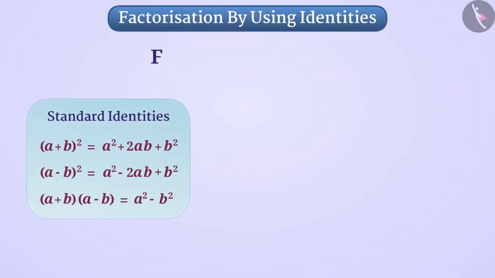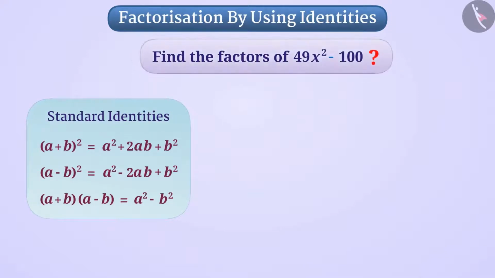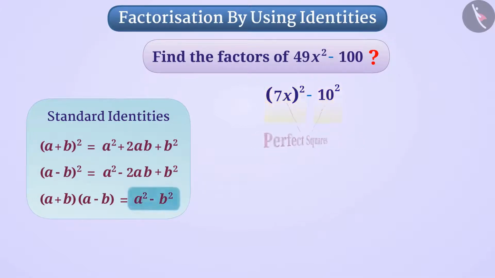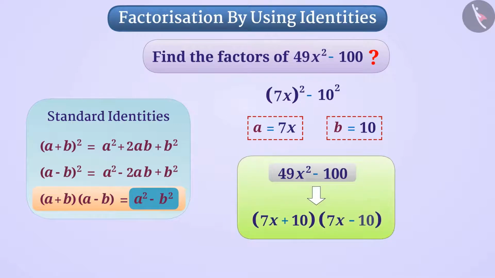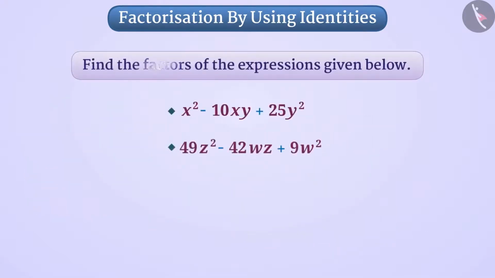Now, pause the video and find the factors of 49x square minus 100. Let me tell you, we can write 49x square as 7x square and 100 as 10 square. In this way, both terms of this expression are perfect squares. It corresponds to the right side of this identity. a plus b, a minus b is equal to a square minus b square, where a is equal to 7x and b is equal to 10. Therefore, using the third identity, we can factorize the given expression as 7x plus 10 into bracket 7x minus 10. Now, find the factors of the expressions given below.